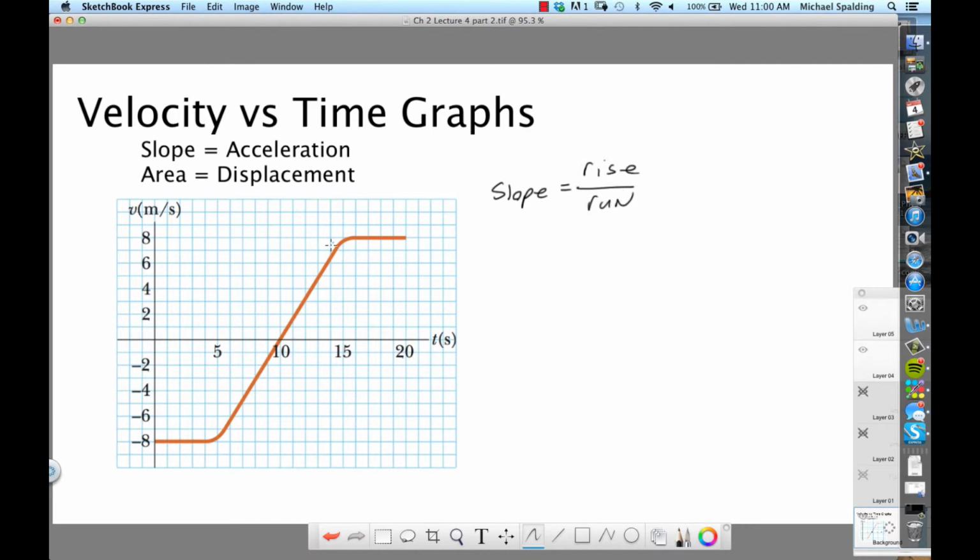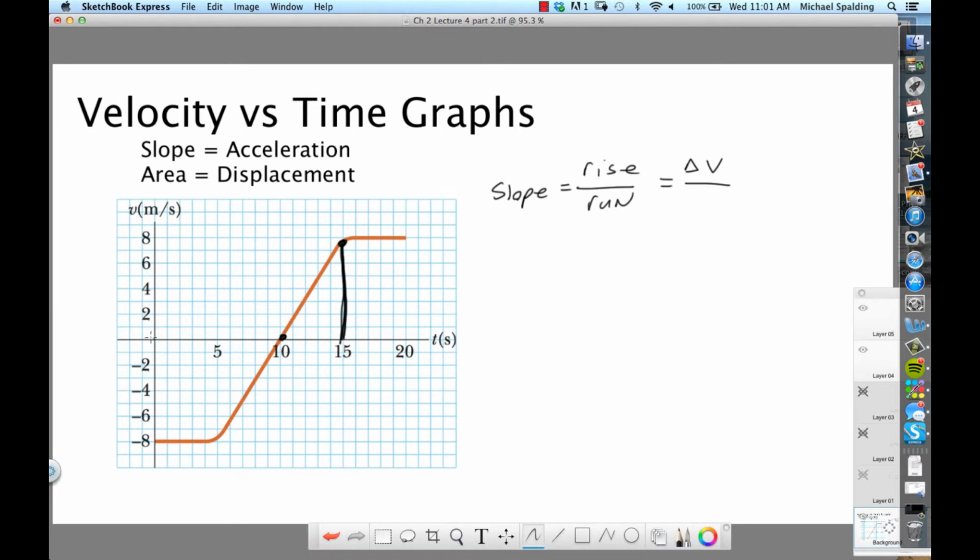So let's look at this part of the graph right here. From 10 seconds to 15 seconds. From here to here. So what is the rise? I know it's 8, but that's not what I mean. What is the rise telling us for this graph? It's the change in velocity, right?